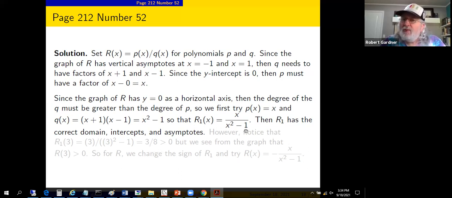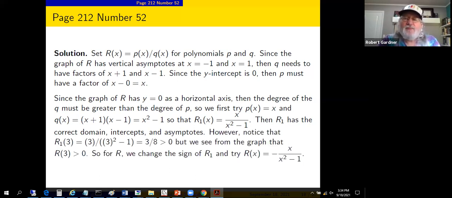Are we good with a horizontal asymptote? Degree of the denominator is greater than the degree of the numerator. 2 is greater than 1. Yeah, we're good. So this has the correct asymptotes, the correct domain, correct intercepts. The only thing that could go wrong is the above the x-axis, below the x-axis stuff. So let's see what happens there.